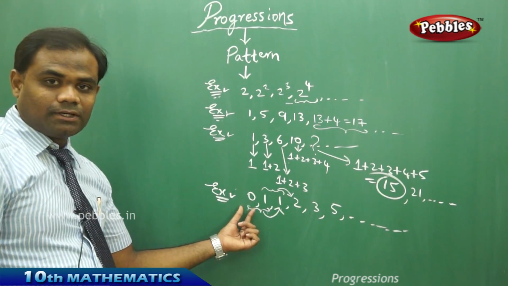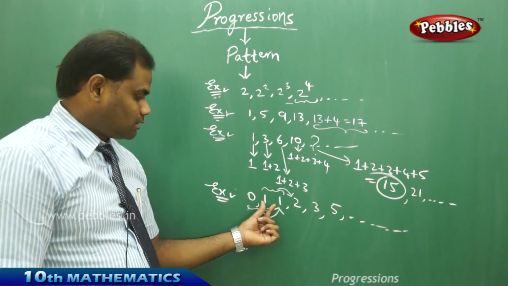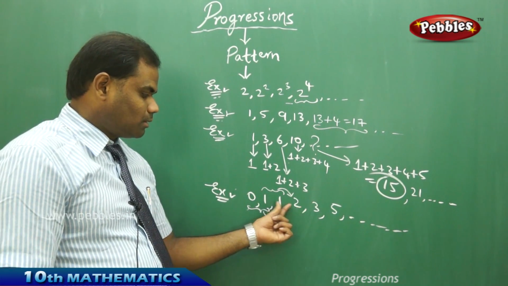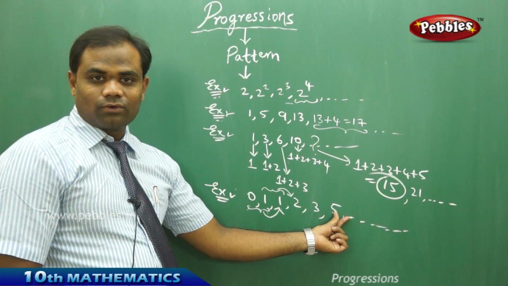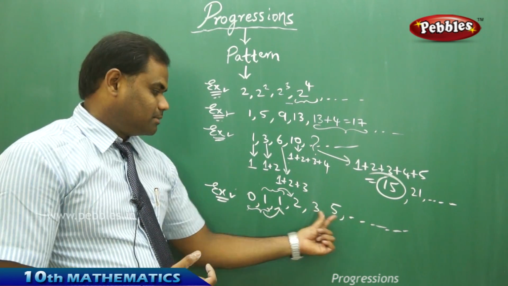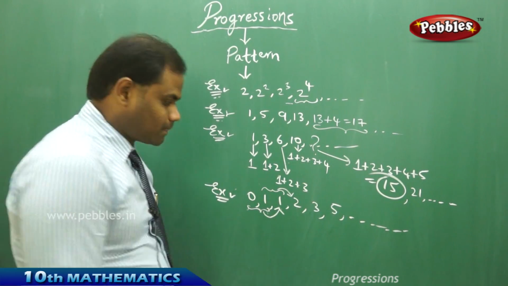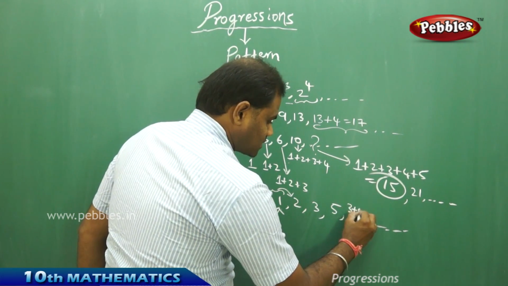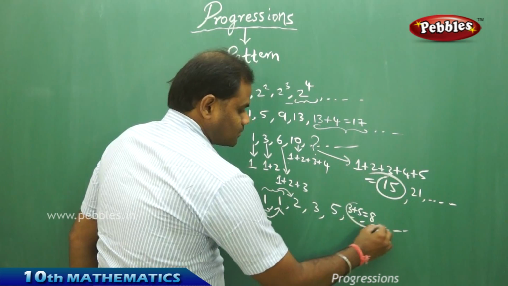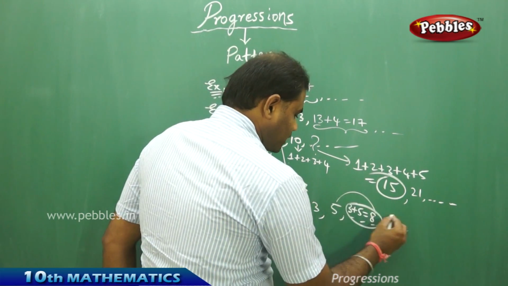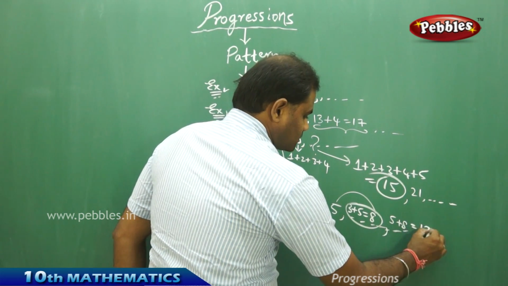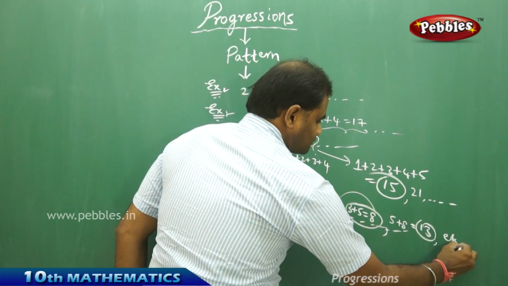That is, as I see here, 0 plus 1 is 1, and 1 plus 1 is 2, 1 plus 2 is 3, 2 plus 3 is 5. Therefore, we can guess the next term being 3 plus 5. Therefore, I get this as 3 plus 5, which is 8, is the next term. And then finally, the next term will be 5 plus 8, which is 13, etc.